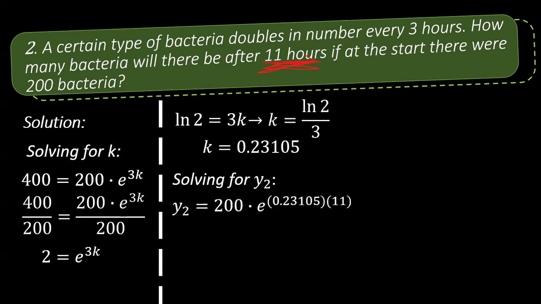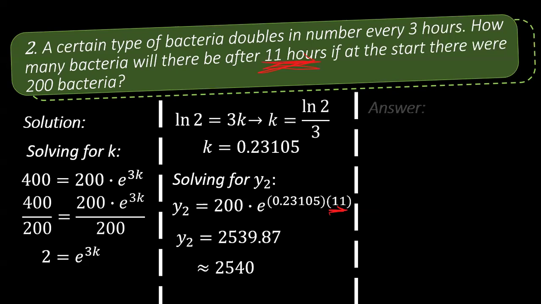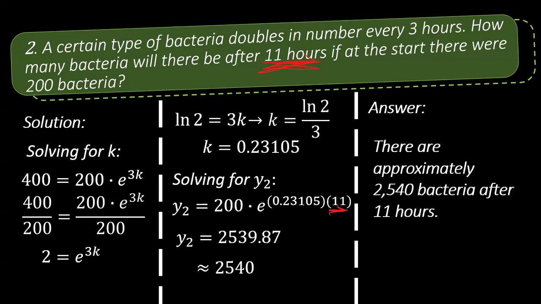Solving for y sub 2, we have y sub 2 is equal to 200 times e raised to 0.23105 times 11, which is our 11 hours. Then y sub 2 is 2,539.87. Of course, the rule is we round up again. So that's approximately 2,540 bacteria after 11 hours. So the answer is there are approximately 2,540 bacteria after 11 hours.